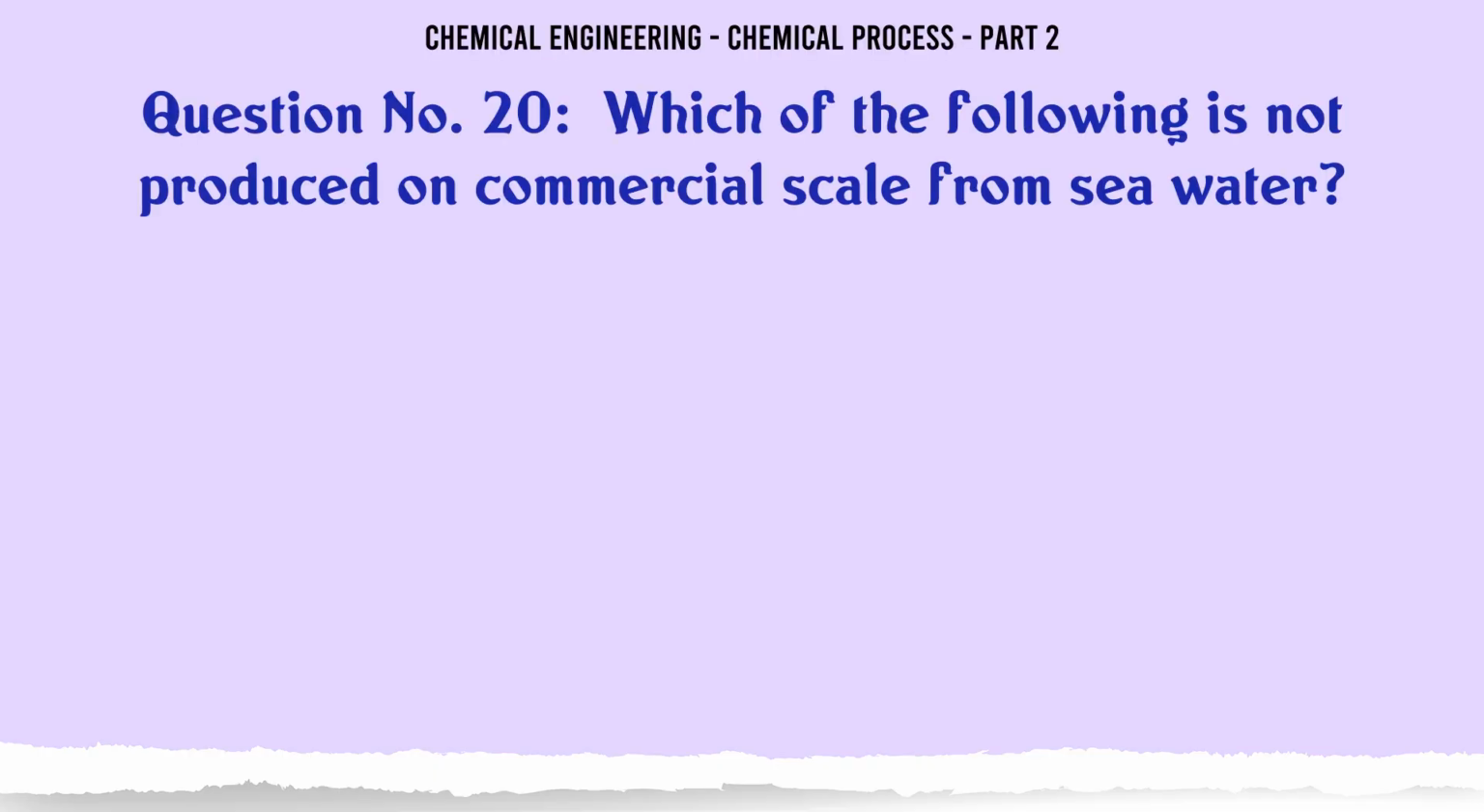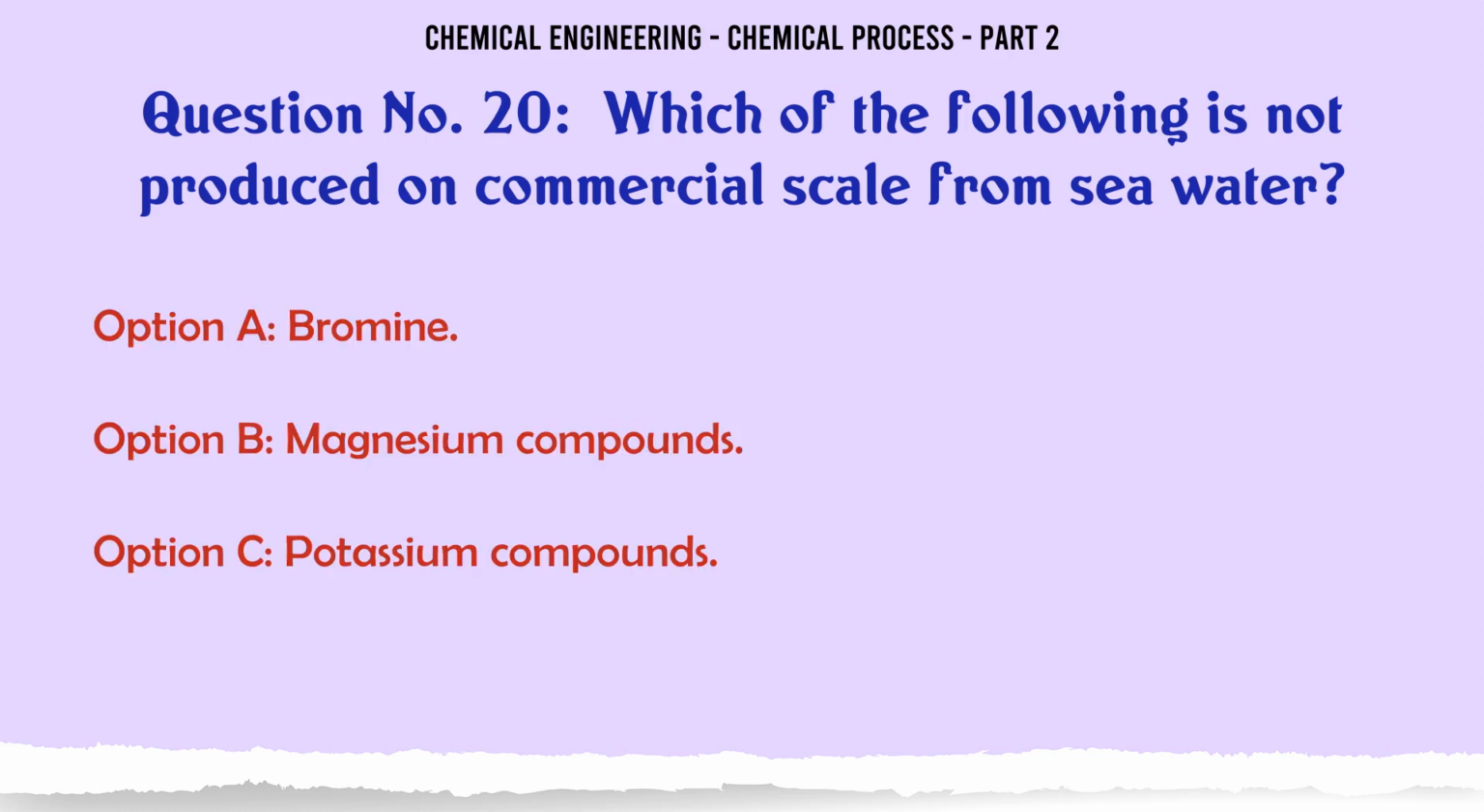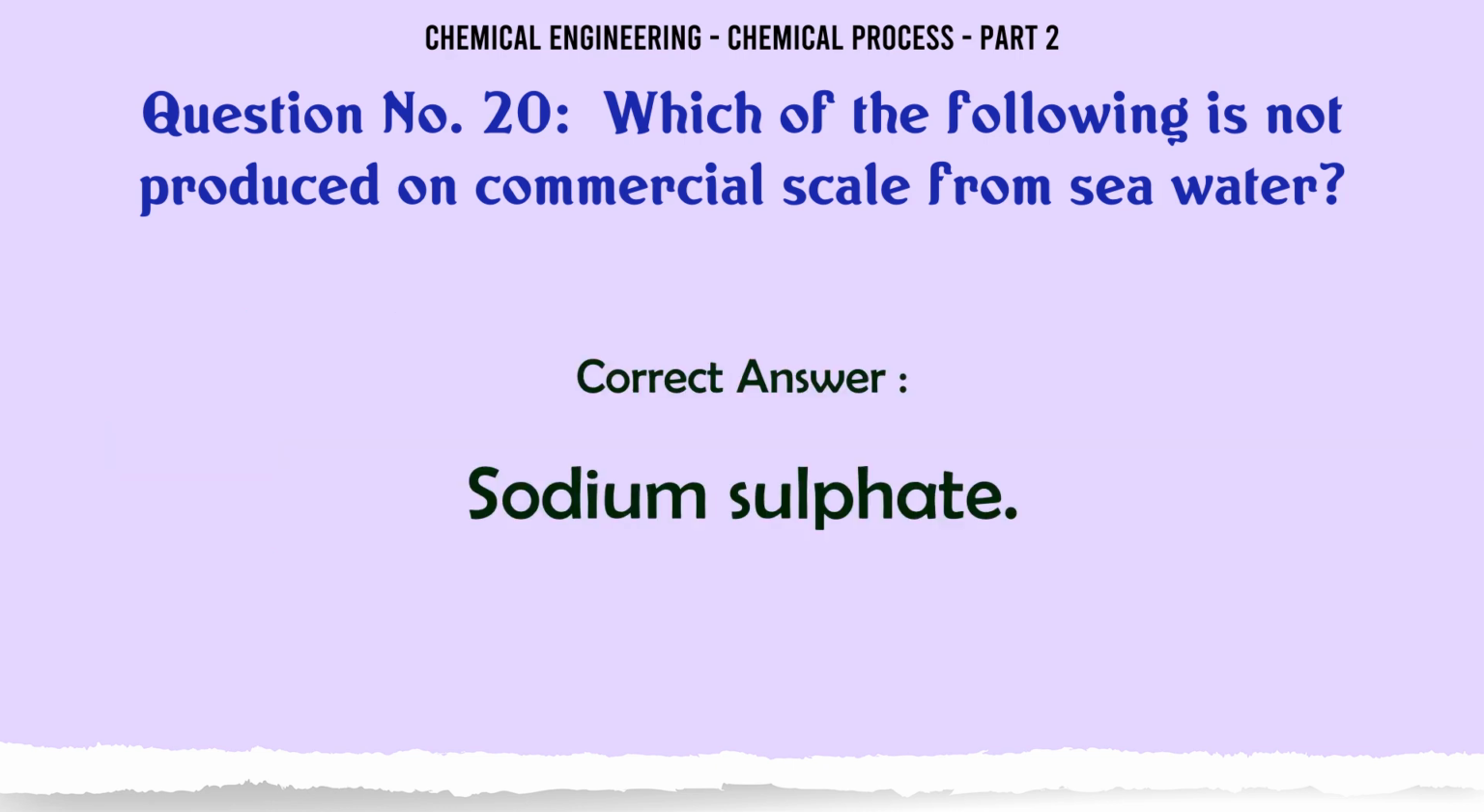Which of the following is not produced on commercial scale from seawater? A. Bromine, B. Magnesium compounds, C. Potassium compounds, D. Sodium sulfate. The correct answer is sodium sulfate.